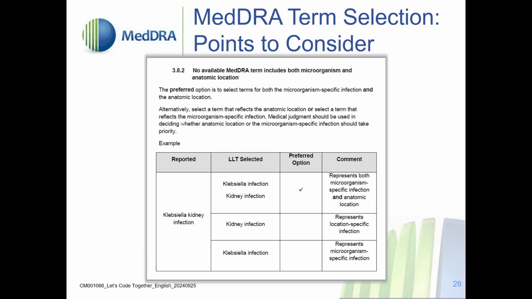Alternatively, you could also prioritize the information and only code the infection of the specific body site or the microorganism-specific infection, meaning that you could either select LLT kidney infection or the LLT Klebsiella infection. So this is one of the scenarios where the Points to Consider document provides different options for coding approaches. In our trainings, we always follow the preferred options mentioned in the PTC guidance.